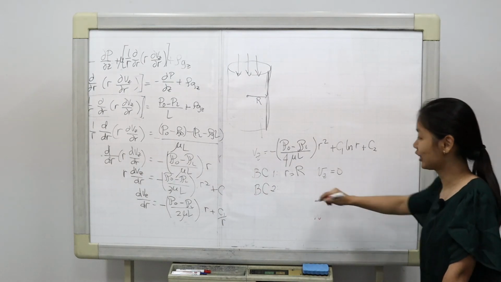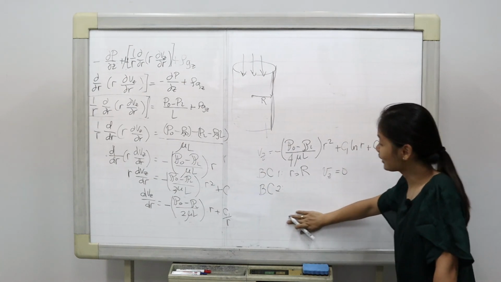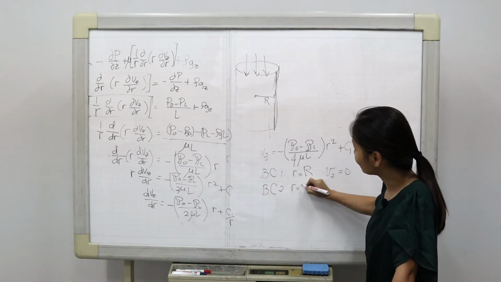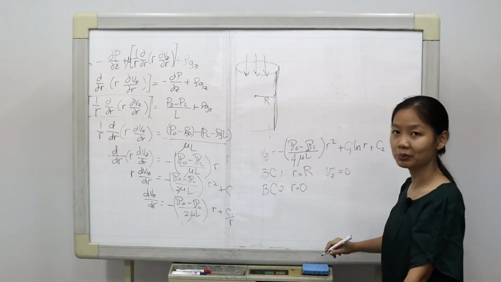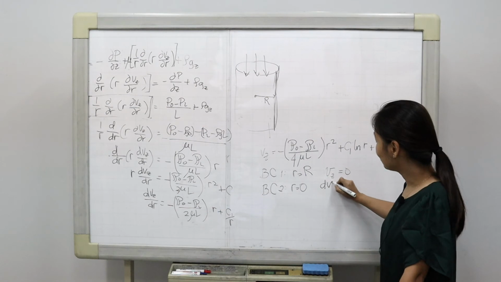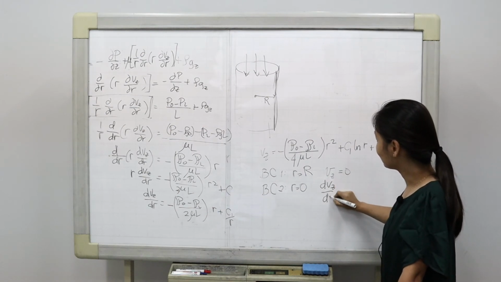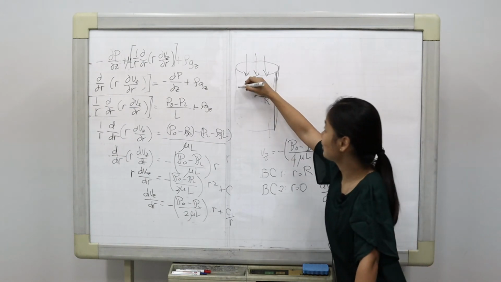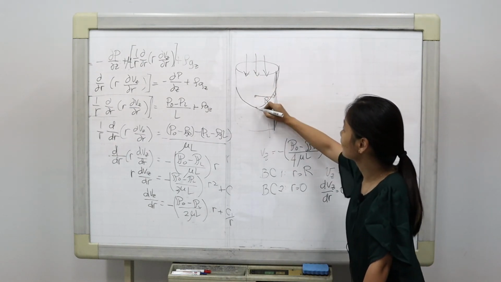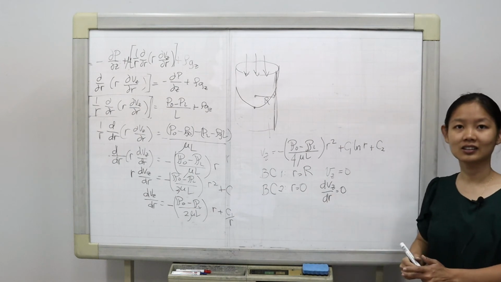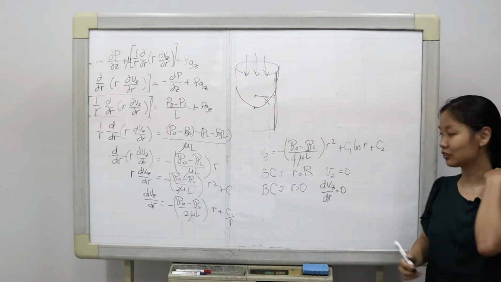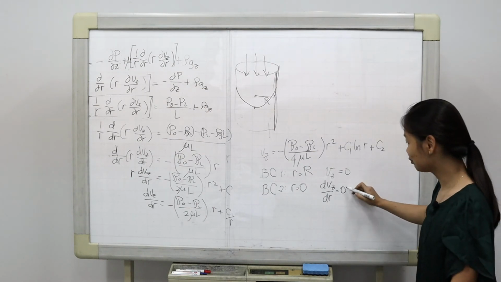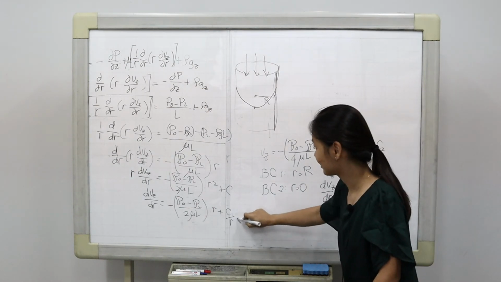No, we cannot use this one now. So for the second boundary condition, we know that at R equal to 0, or at the center of the pipe, dVz/dR is 0, because at the center of the pipe is the maximum velocity. So at R equal to 0, dVz/dr is 0. First thing first, we can put this here.